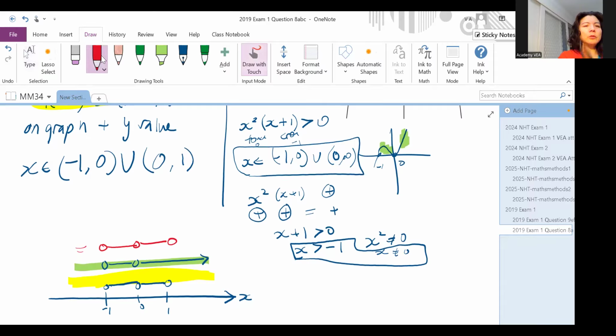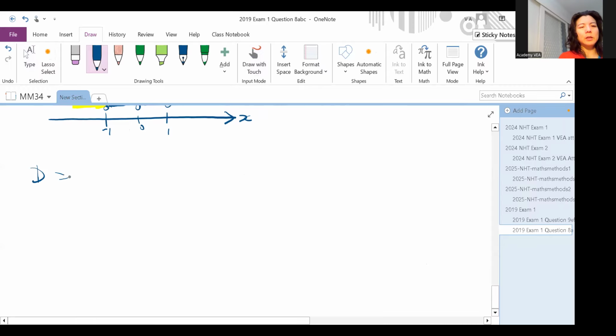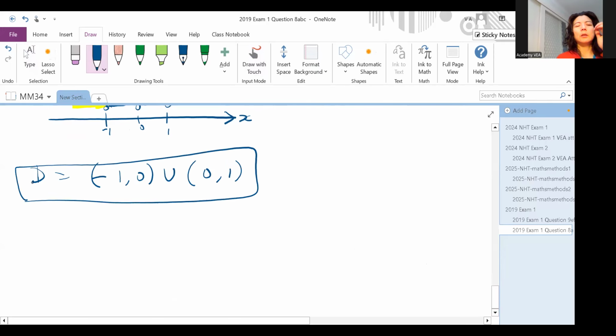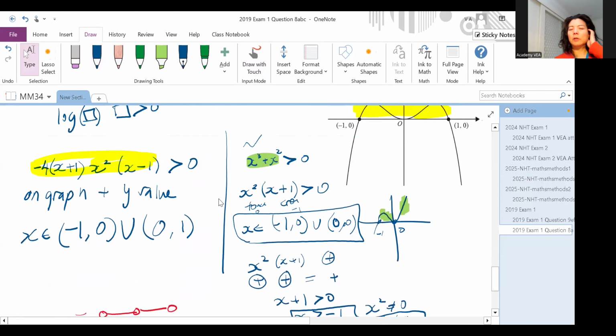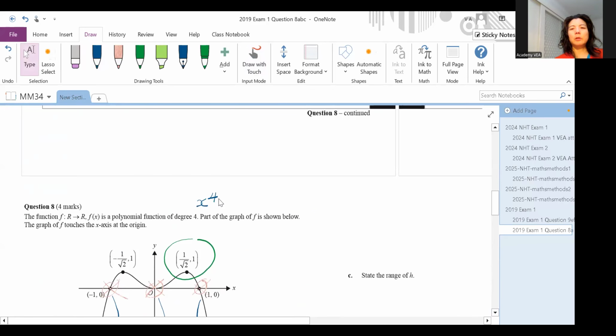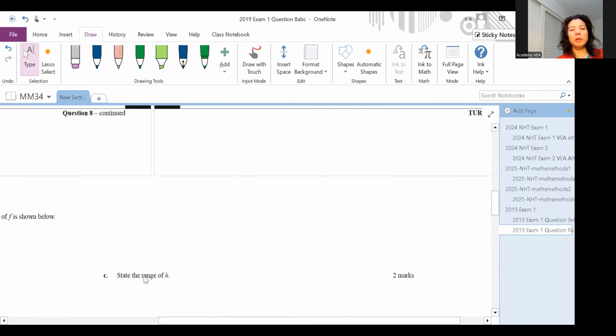So our final domain D has to be this. So just scroll down a little bit. But our domain D has to be -1 to infinity, union 0 to 1. And that's our maximal domain. Now for the last bit, part C, state the range of H.